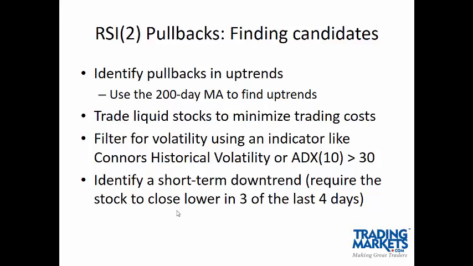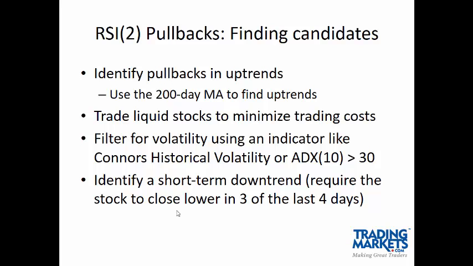Then we filter for volatility. And the reason for this is a high volatility stock is likely to make a quick bounce back. A low volatility stock may bounce back slower over time. So we limit ourselves to high volatility, and we use indicators such as Connors historical volatility measured over the past 100 days, or the 10-period ADX. When the 10-period ADX, which is a widely available indicator, is over 30, the stock is generally trending and is worth taking as a trade candidate.